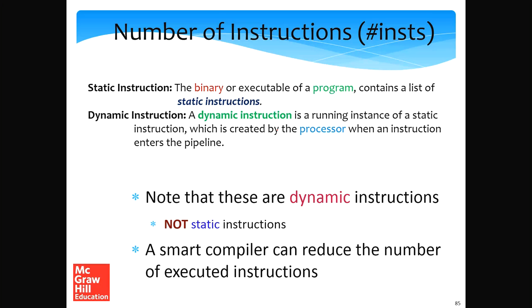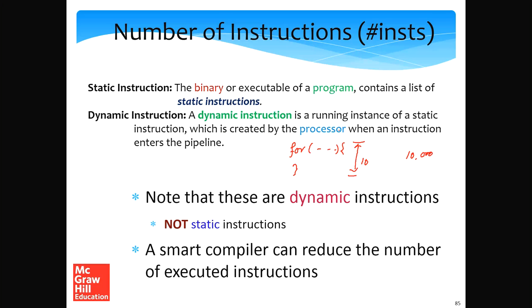So a static instruction is something like this. The binary or the executable of a program will always contain a list of static instructions. So as we had shown in a for loop, if we have 10 instructions inside the for loop, then it's essentially 10. But now if the for loop runs for 1000 iterations, the total number of instructions that the processor sees is 10,000, and each of these 10,000 is a dynamic instruction, which is pretty much a running instance of a static instruction.